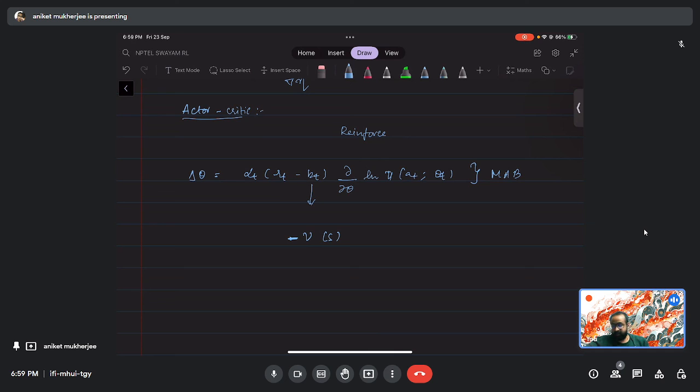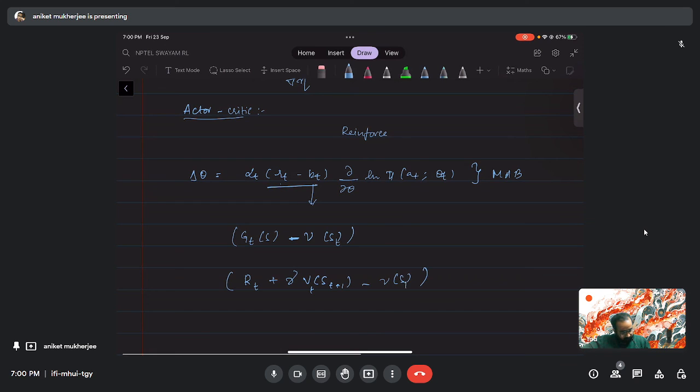Then G. This is one step below. r_t is what you are looking for at time t. So this is G_t of s. So this thing modifies to this. This gives you r_t plus gamma V(s_{t+1}) minus V(s_t). Does this look like something you have seen? TD. Yeah, exactly. This is TD.